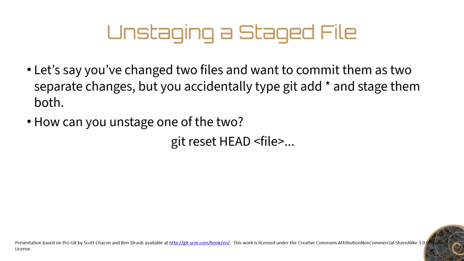Another thing that you might need to do is unstaging a staged file. So let's say you've changed two files and want to commit them as two separate changes, but you actually typed git add and staged them both. How can you unstage one? You could do a git reset HEAD file command, and that will unstage it.